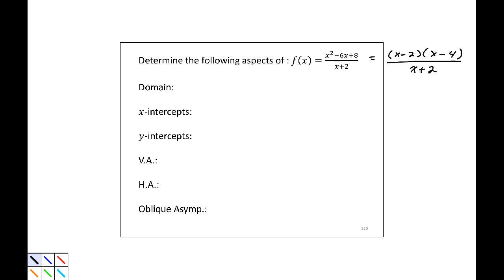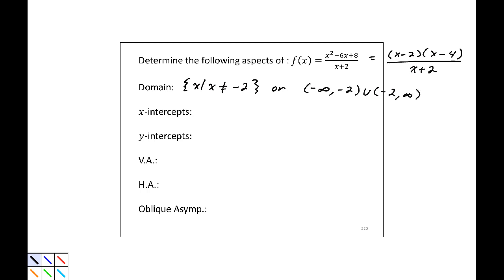So my domain can be written as x such that x is not equal to negative 2 in curly braces, or as the interval negative infinity to negative 2, not including negative 2, union negative 2, not including negative 2 with a parenthesis, to positive infinity with a parenthesis.